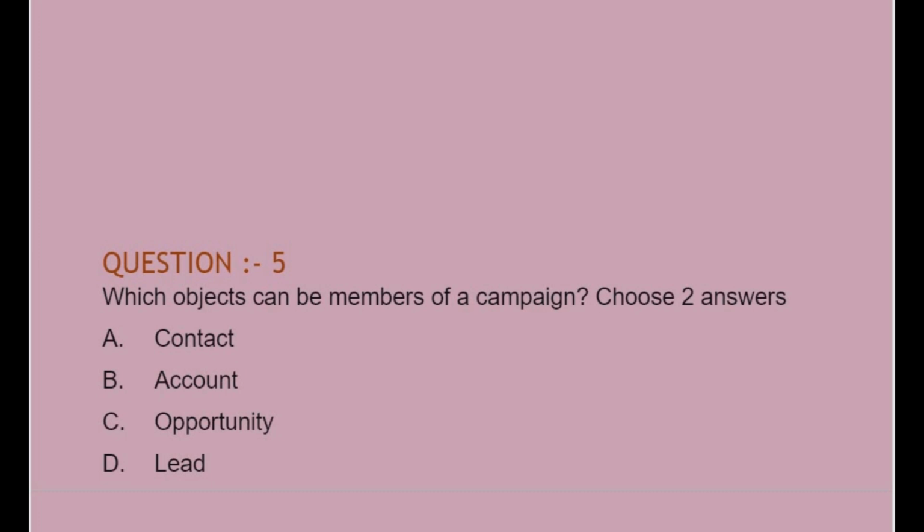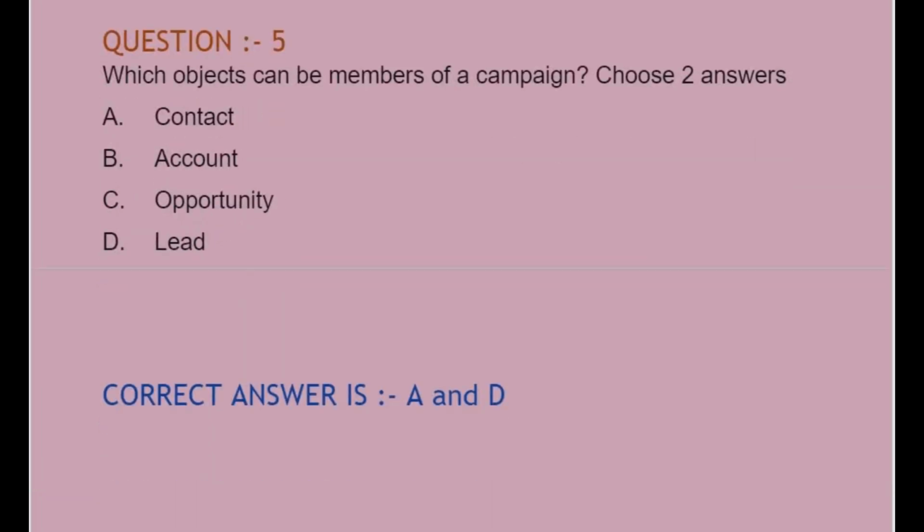Question is which objects can be members of a campaign? Choose two options. Option A. Contact. Option B. Account. Option C. Opportunity. Option D. Lead. Correct answer is option A and option D.